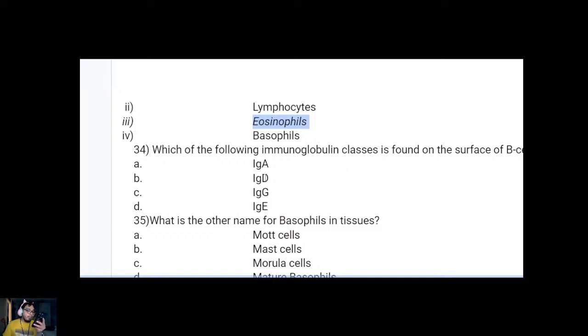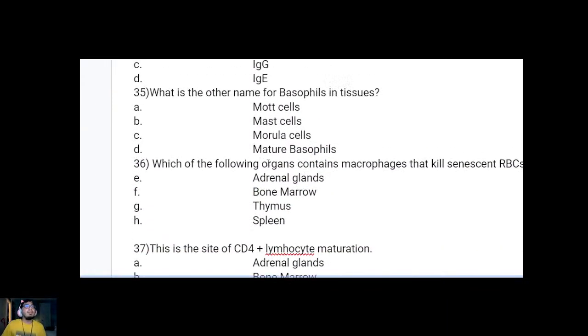I think ito yung mali ang sagot ng mga tao kanina. Pero bakit dito tama naman sila lahat? Naguguluhan ako sa inyo. Dalawa ang nakakabit kay B cells, IgD and IgM. Hindi lang IgD. Okay? What is the name for the basophils in tissues?